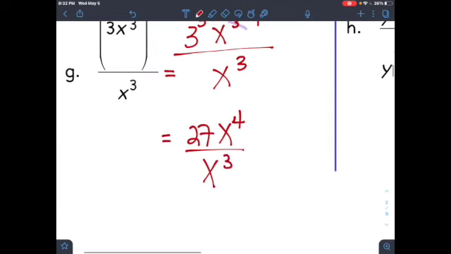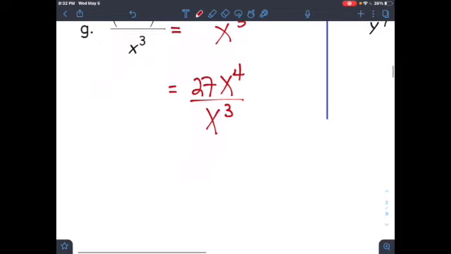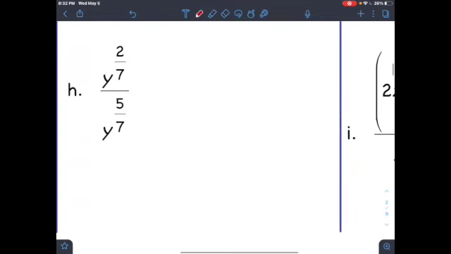Now, you should remember if I say, hey, there's 4 of them on top, 3 of them on the bottom, so it's like a 1-to-1 cancellation. The answer is going to be 27 with the x on top, because when you cancel, you have 1 left on top. Letter H is going to use another rule.